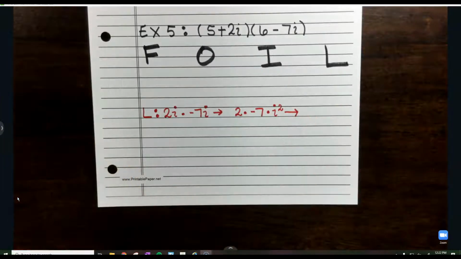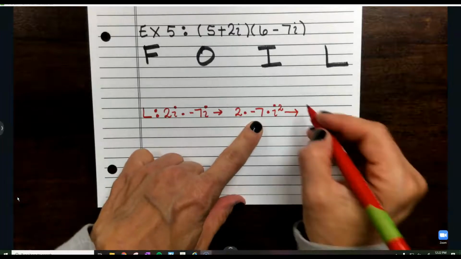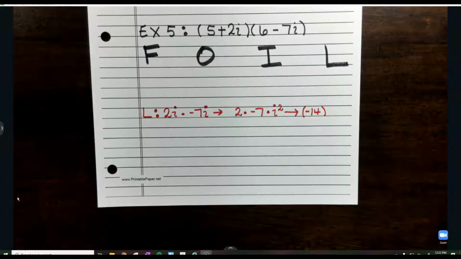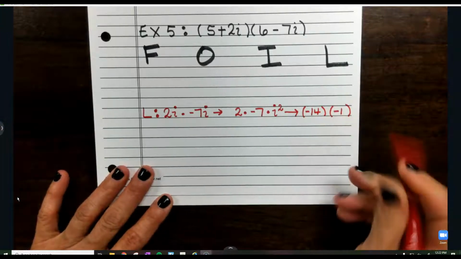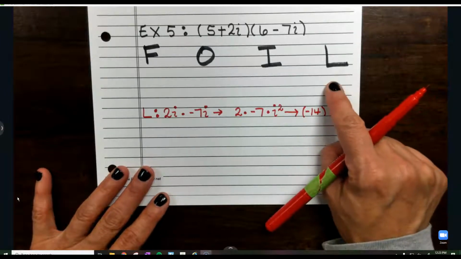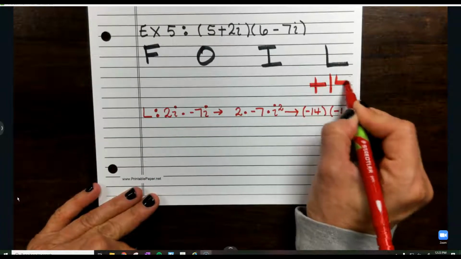I'm going to multiply my real parts together. 2 times negative 7, of course, is negative 14. And what does i squared equal again? Negative 1. Good. So for the L, you guys write a plus 14. Write a plus 14 below the letter L.